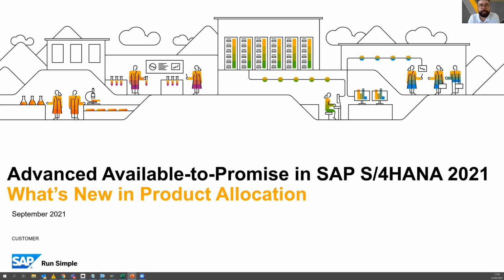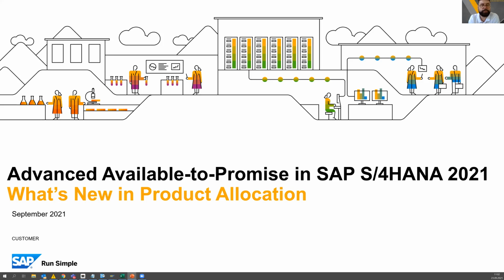60 minutes. Okay, I have several topics, and I will concentrate on the deltas to the 2020 release. So I will show you what's new with 2021. I don't have an overview, but we will mainly cover the following topics. We will start with product allocation, the well-known basic method, in addition to the product availability check.